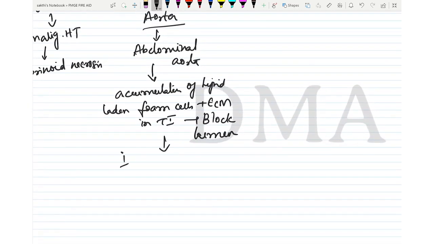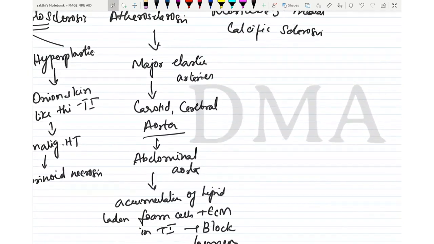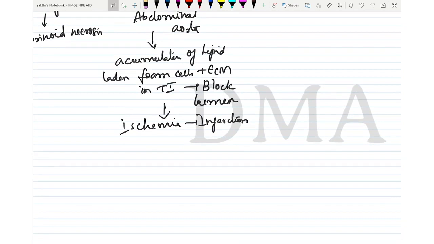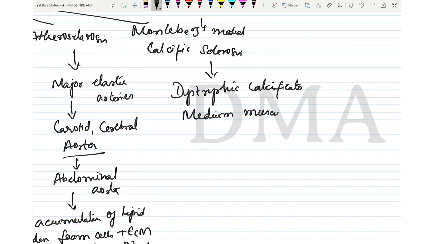So this atherosclerosis can go in for all these changes. The last one is Monckeberg medial calcific sclerosis. It is a dystrophic type of calcification which occurs in medium-sized muscular arteries. They are rarely occlusive and usually an incidental finding, where you have calcific deposits occurring in the tunica media of the vessel wall.